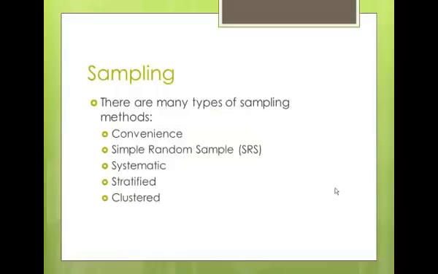So we have many different types of sampling. We have what we call convenience sampling, simple random sampling, systematic sampling, stratified sampling, and clustered sampling. Some of these methods are better than others. Some of these methods are better in certain situations than others. So let's take a look at the first one, convenience sampling.